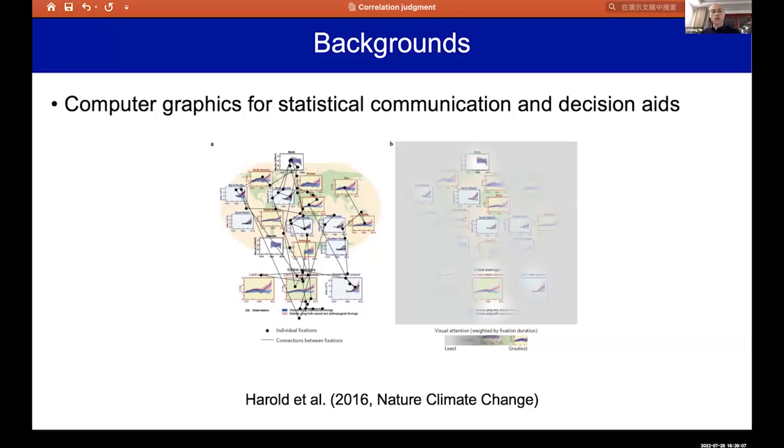On the right side, you can see a copy of the graphics on the left side, but as you can see, some regions of this figure are blurred, and that's based on the eye tracking data they collected from non-expert people viewing this graphic.